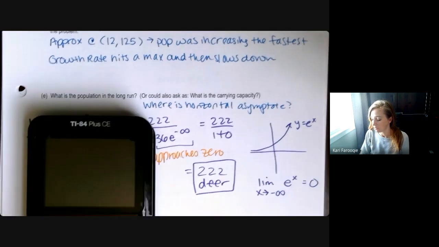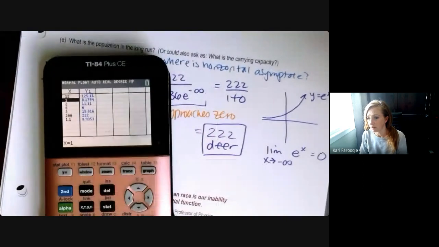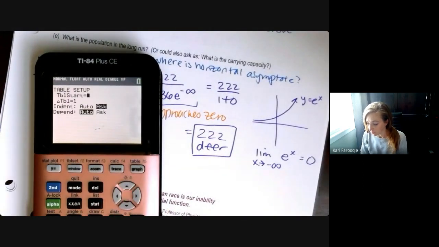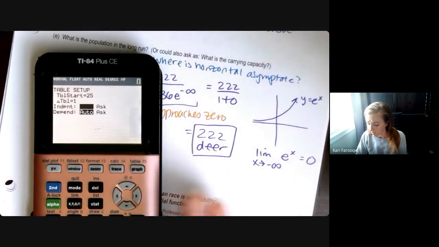And like I said, you could look at this in your table. I could go back into my table setup and start the table where x is increasingly large. We started at about x equals 25 or 30 in our graph, and that's where the leveling out started to occur. We could have this change by 1 year. We could even set it to auto.